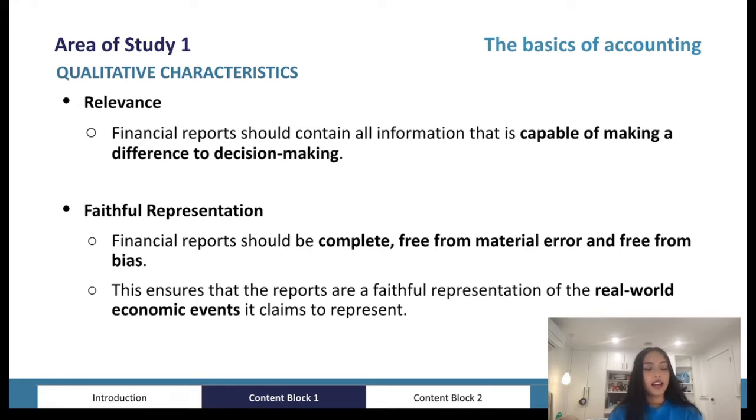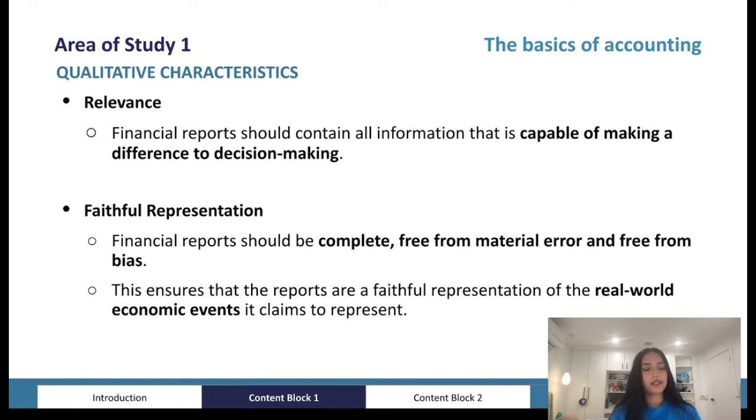The second characteristic is faithful representation, which basically just states that our financial reports must be complete, free from material error, and bias free. So complete, that just means nothing is missing. As accountants, it's obvious that you can make a mistake. So you forgot to include a certain transaction or a certain title in the report. So making sure that there's nothing missing from the report. There's no errors, so you haven't accidentally written the wrong amount or added an extra 0 or included one 0 less, spelling mistakes, anything like that. So no mistakes, no errors.